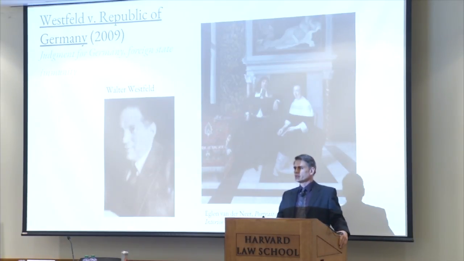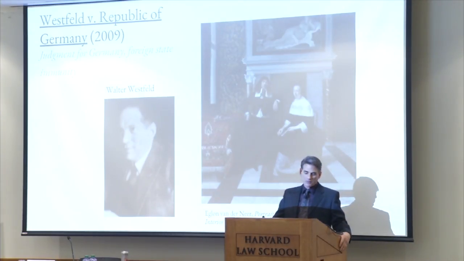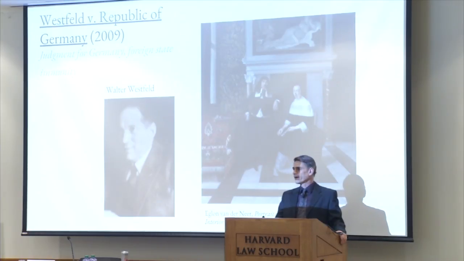She did her research and found that Westfeld had relatives in Tennessee. So she contacted these relatives and said, we have this art whose provenance we can't account for. And the Westfelds, as they're called in Tennessee, one thing led to another, and they found out what had happened to Westfeld's art and filed a claim against the Republic of Germany seeking compensation.